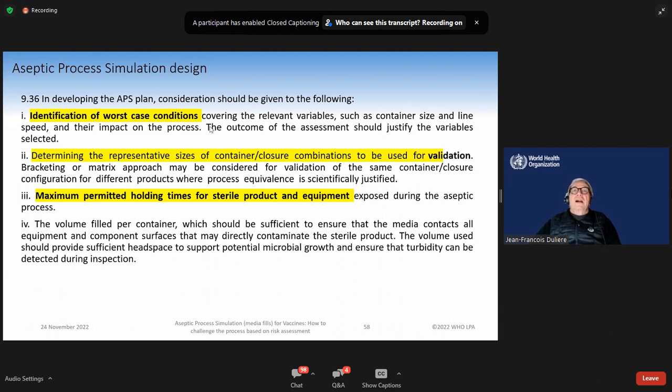Based on risk assessment, you will have to identify, we have said that many times now, work under worst case condition. We will have to determine the representative size of container closure combination to be used for the validation. Bracketing or matrix approach may be used, but based as well on risk assessment.